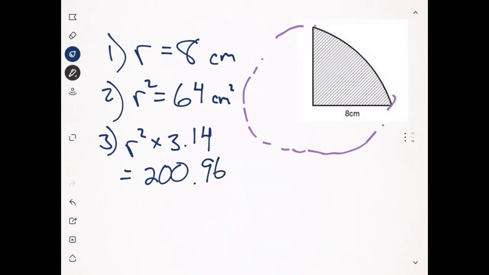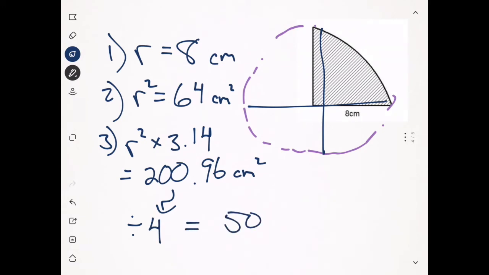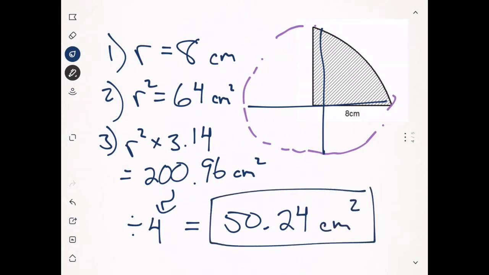296 hundredths centimeters squared. But because this is a quadrant, that is only 1/4 of the circle. So this time we're not going to divide by 2. We're going to take this answer and we're going to divide it by 4, which gives us 50 and 24 hundredths centimeters squared. So if it's a semicircle, divide by 2. If it's a quadrant, divide by 4.